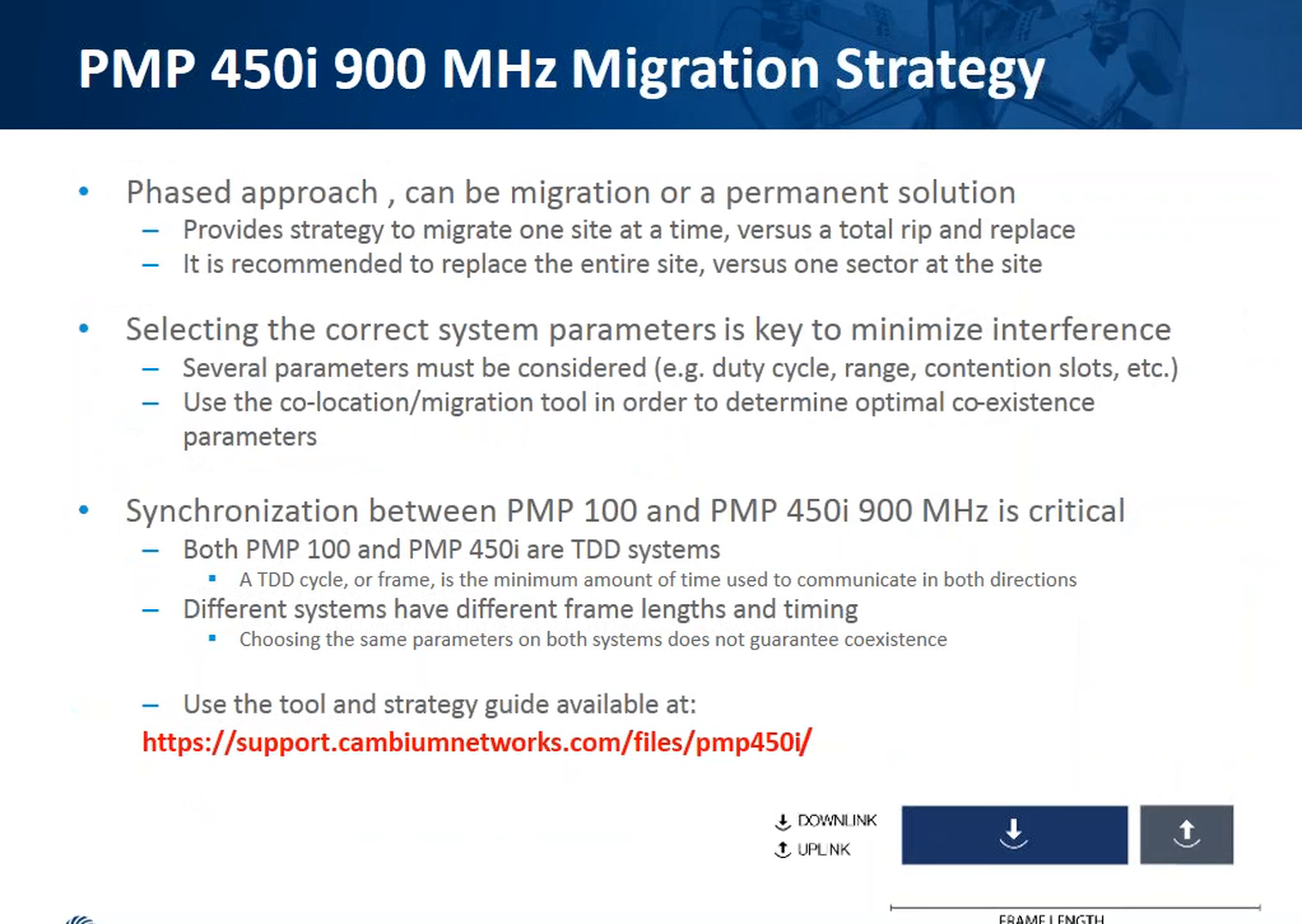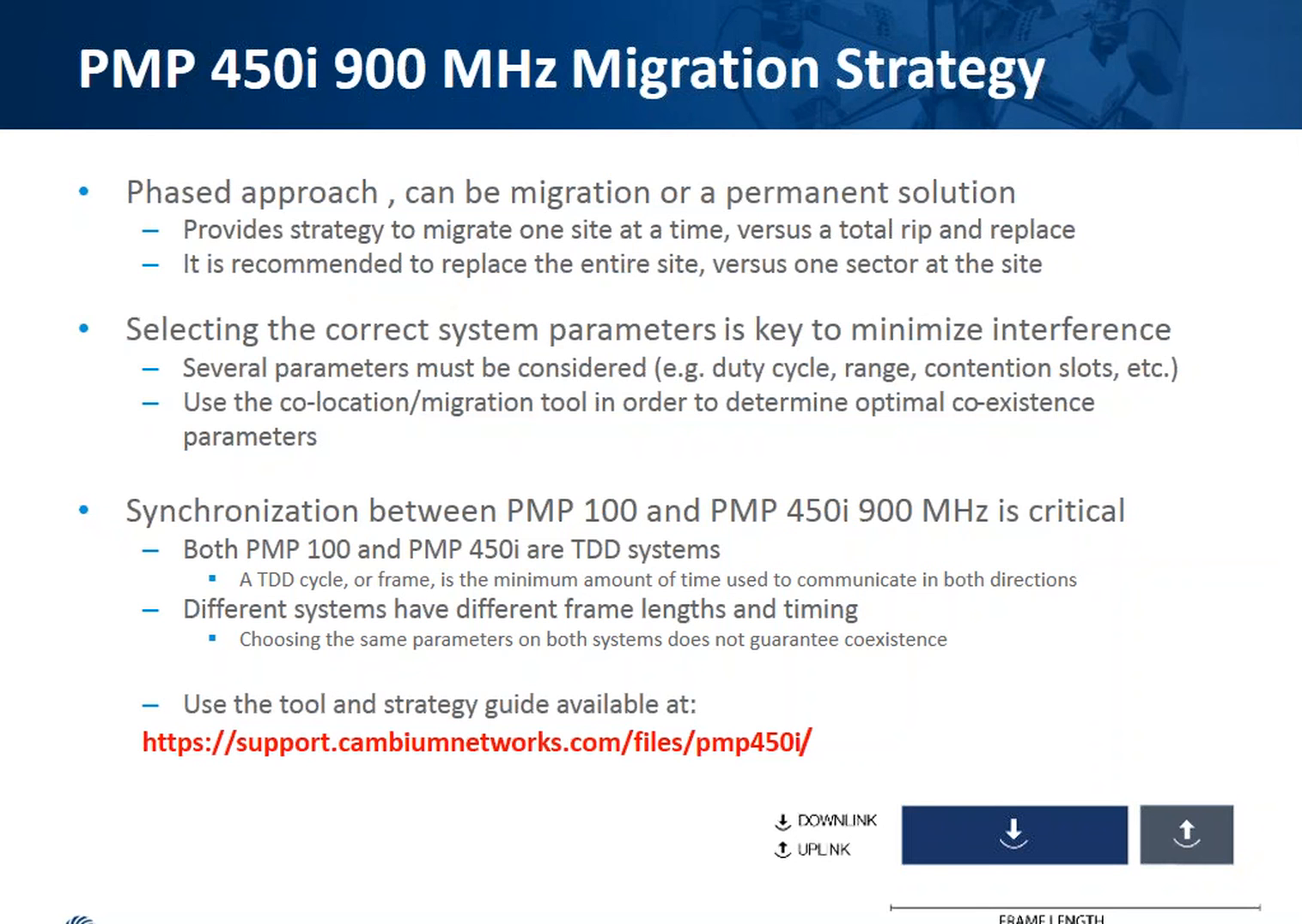In terms of migration, we really designed this product to be able to help you migrate from the PMP 100 products over to the 450i products with the minimum amount of pain. And it can be done in a phased approach. It can be a migration to the new products, or you can use them as a permanent solution, co-locating them. They don't interoperate, but they can co-locate. And what we're doing is providing a strategy to do one site at a time versus the entire network having to change over at once.